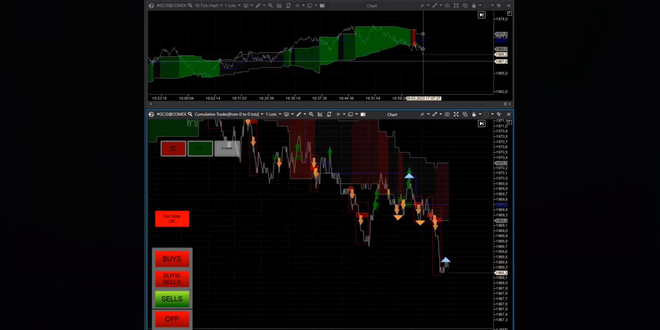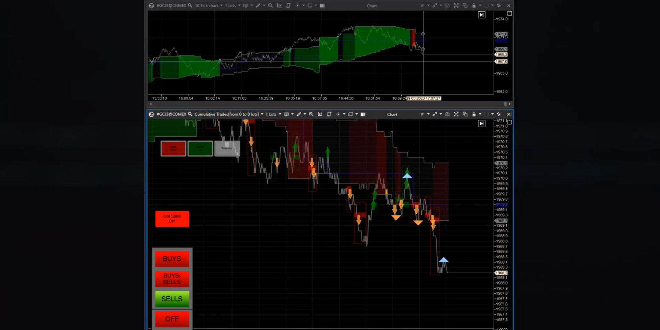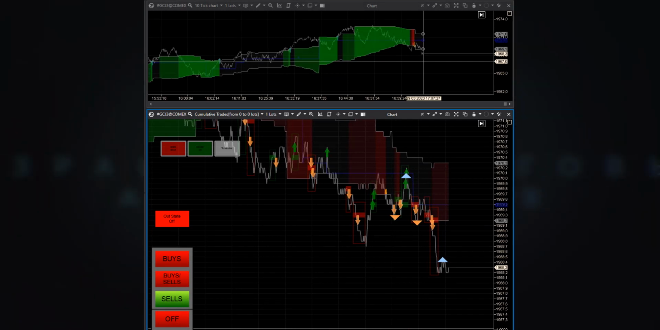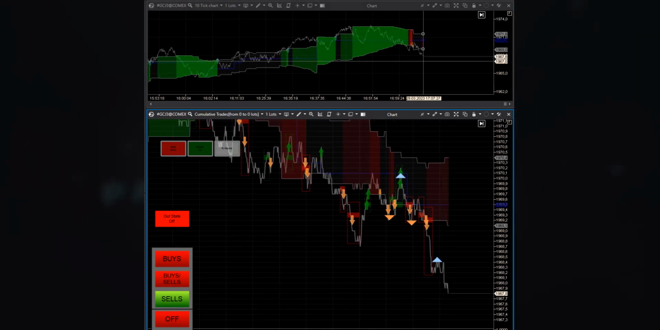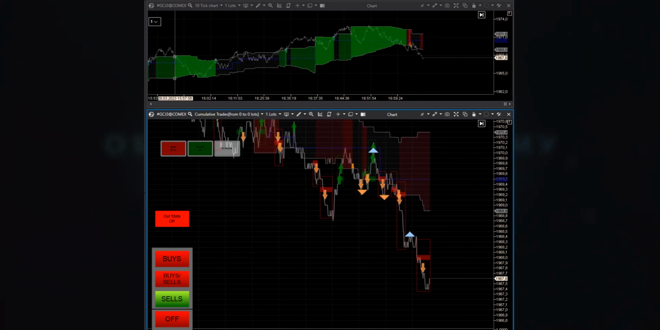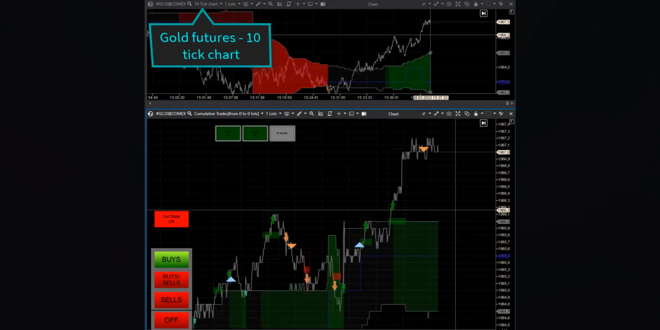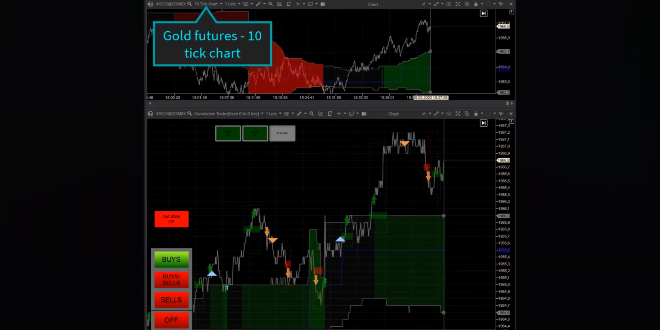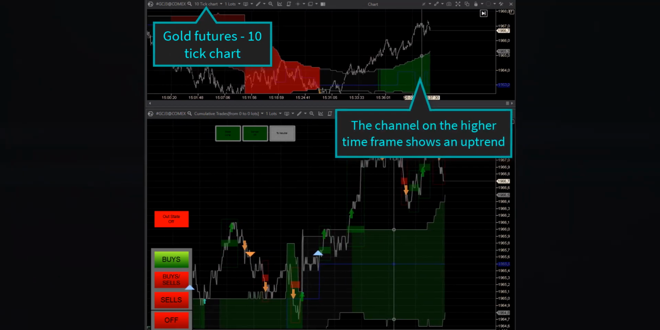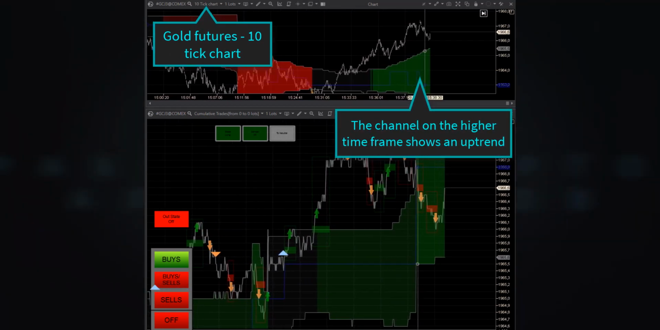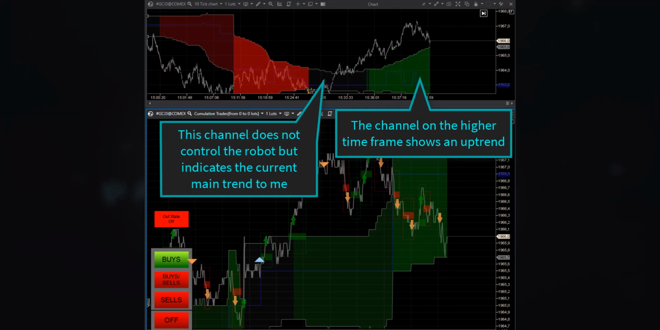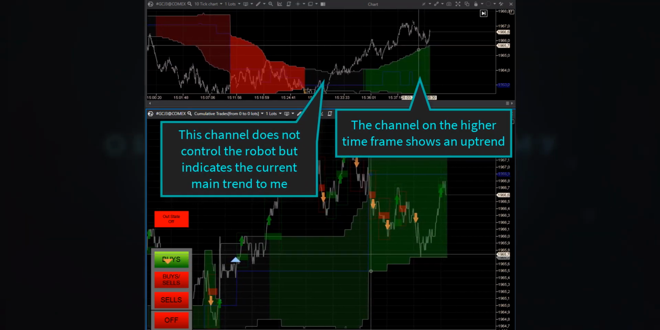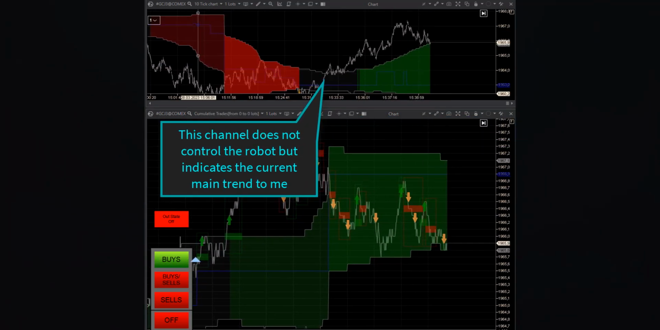And now let's move on to the examples, some of them you already see in this video. For convenience, I have made comments describing what is happening. This is a gold futures, a 10-tick chart. The channel on the higher time frame shows an upward trend. This channel does not control the robot, but tells me what the main trend is now.